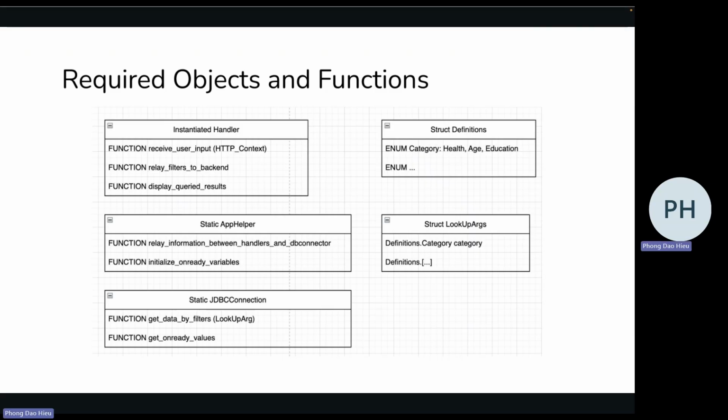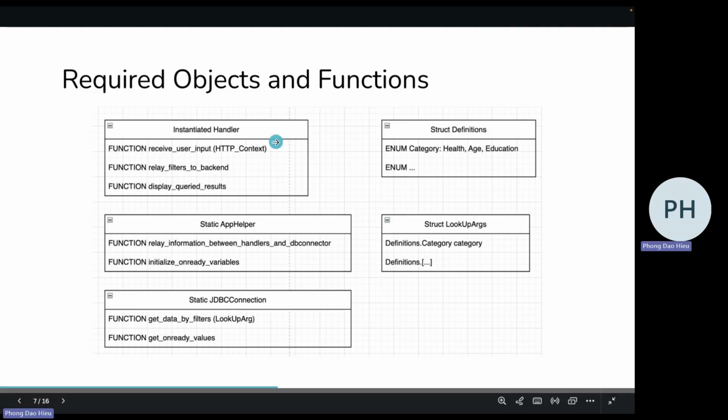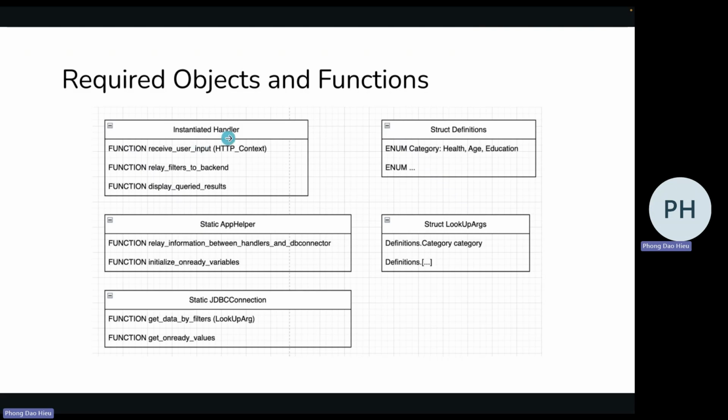In order to implement the above requirements while maintaining modularity and singularity of concern, we split the system into three distinct parts: front end, which is handled by instantiated handlers, such as outcome 1 page, outcome 5 page; back end, which includes the database and is handled by the JDBC connection class; and a static class in the middle to connect handlers to JDBC connection.